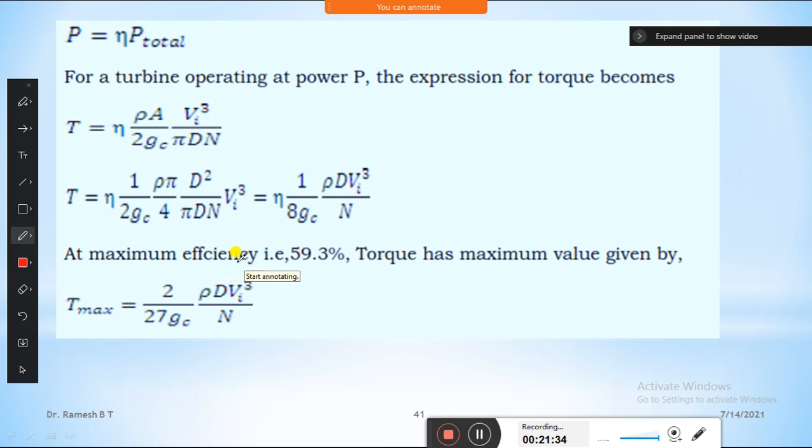At the maximum efficiency, we already know that it is 59.3 according to Betz. But if you want the maximum torque value, T maximum is equal to 2 by 27 Gc rho d Vt cube by n. If you want to find out the torque maximum, you have to use this equation.